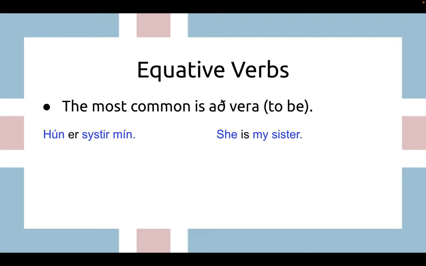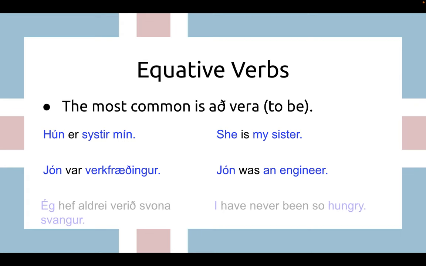And when you do that with these equative verbs in Icelandic, it makes it so that on both sides of the verb we have the nominative. So hún is nominative, and so is systir mín. Here's another example. Jón var verkfræðingur. Jón was an engineer. Jón is a nominative word, and so is verkfræðingur.